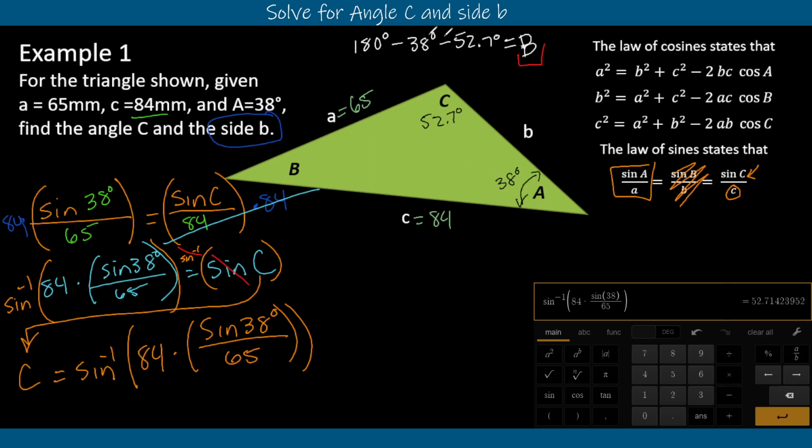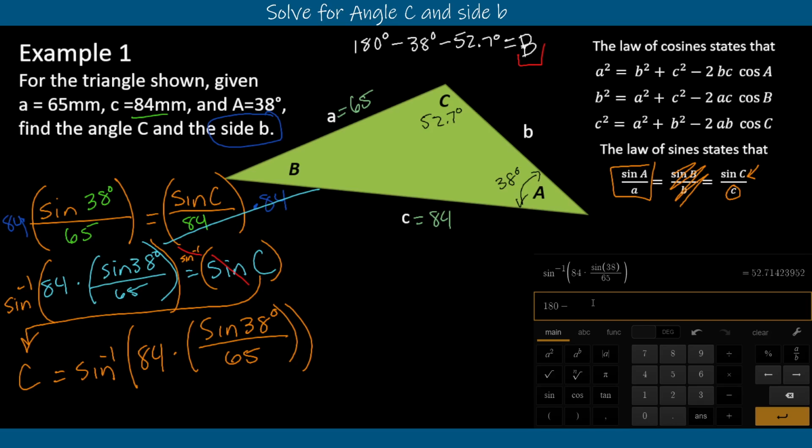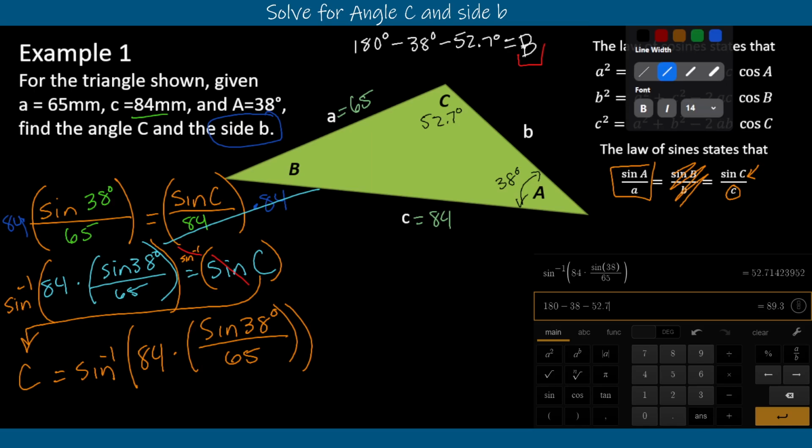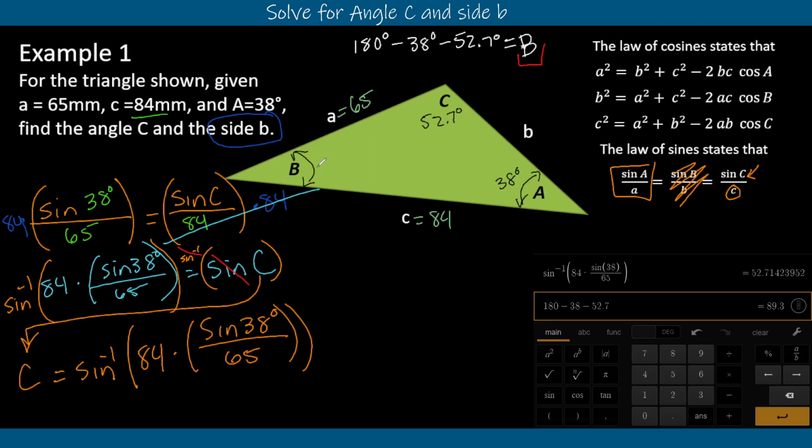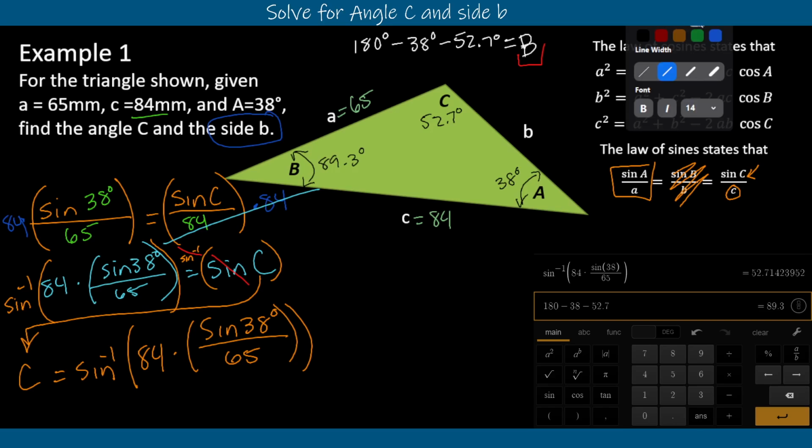So we know our variables here, so let's actually just solve out for our B term. We know it's 180 minus 38 minus 52.7, 89.3. And so we can plug that in for our B variable. Now we know that this angle over here is 89.3 degrees. And from there, we can use our law of cosines.